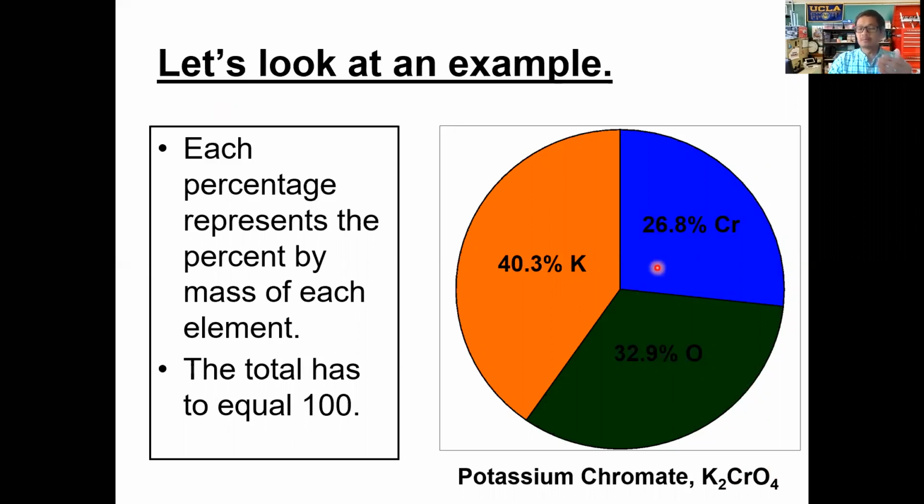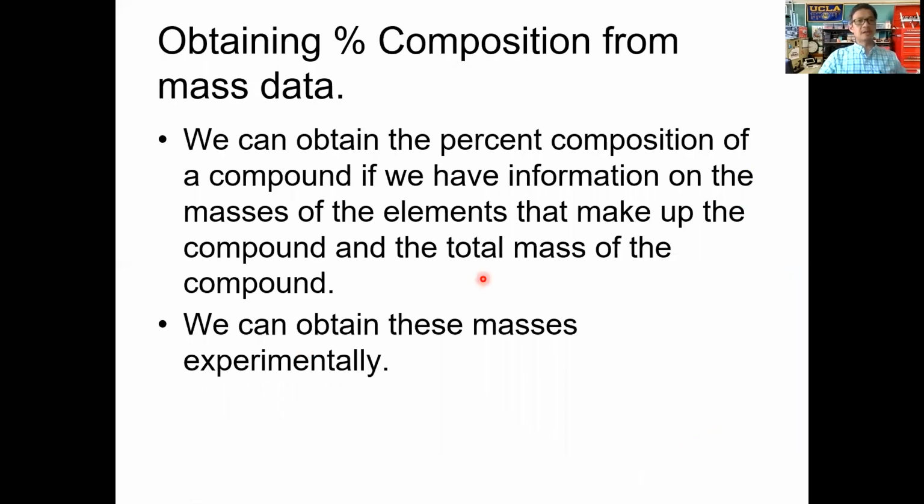We can obtain these percentages by using masses or any measure that we can use to compare the amounts of each total amount of the element in the compound itself. Okay, so if you take potassium chromate, regardless of how big or how small the sample is, these percentages will always be the same. And if you notice here, if you add these up, all these three percentages will add up to be 100%.